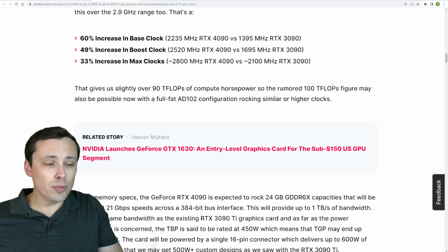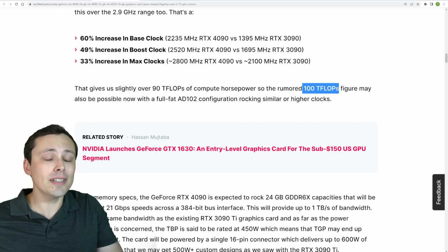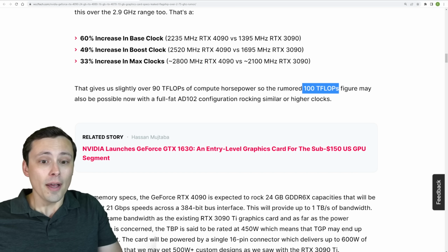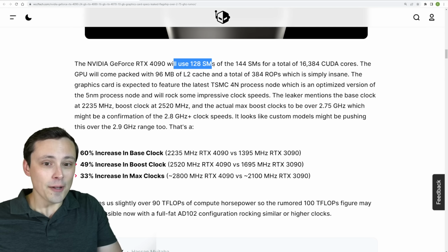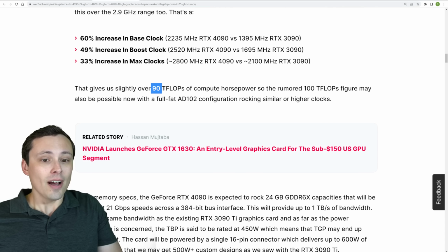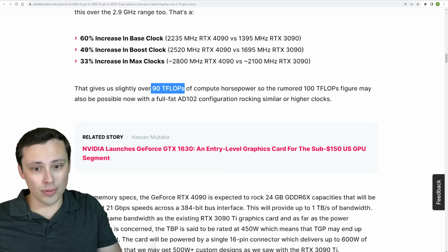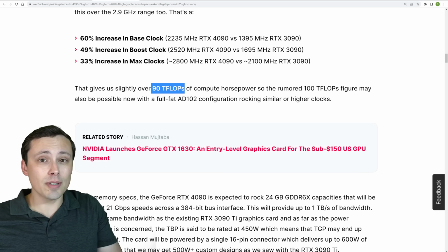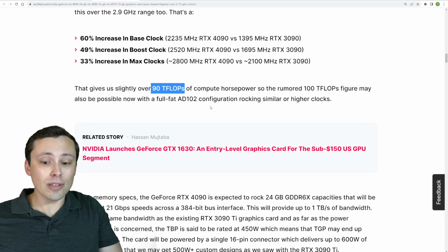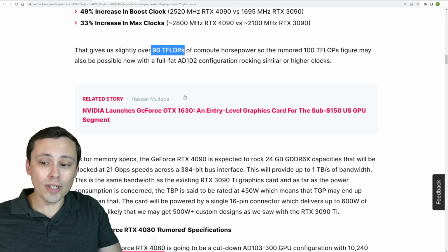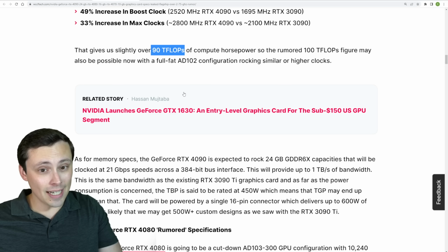Now, when some of the first 4000 series rumors were coming out, we were seeing a 100 teraflop GPU rumor. And if you actually run these clock speeds through these specs, we would be expecting over 90 teraflops. So we are near that 100 teraflops original rumor. So this all does seem to be lining up with the leaks we've been seeing all along. Now that's absolutely massive, and would suggest almost doubling the performance of an RTX 3090.